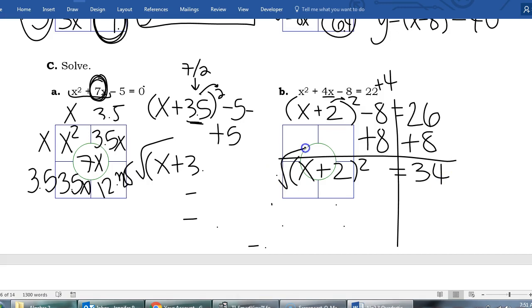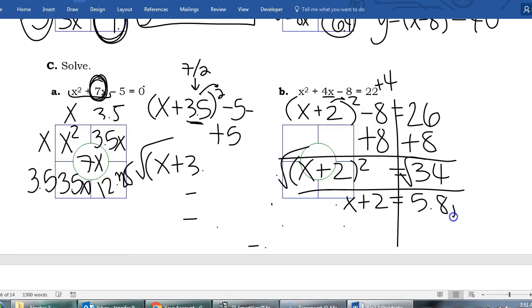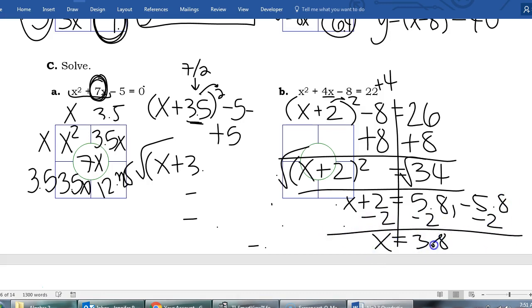Root both sides. Maybe 5 point something. 5.8 and negative 5.8, and finally minus 2. Minus 2 both sides give me 3.8 and negative 7.8. That's it.